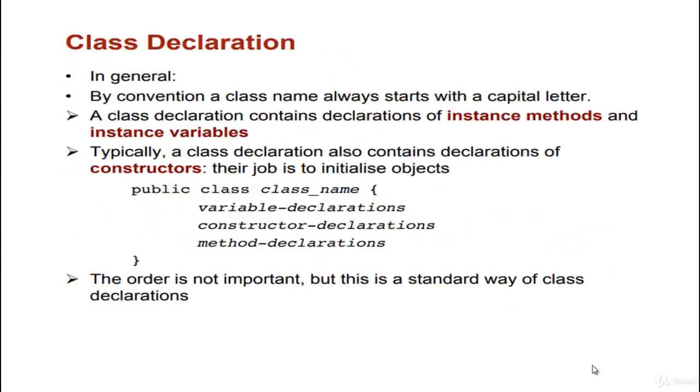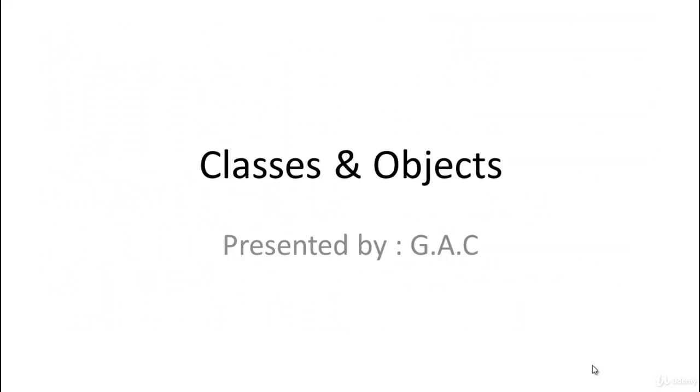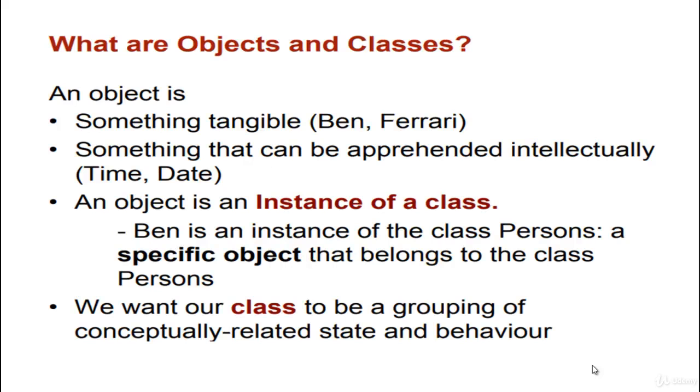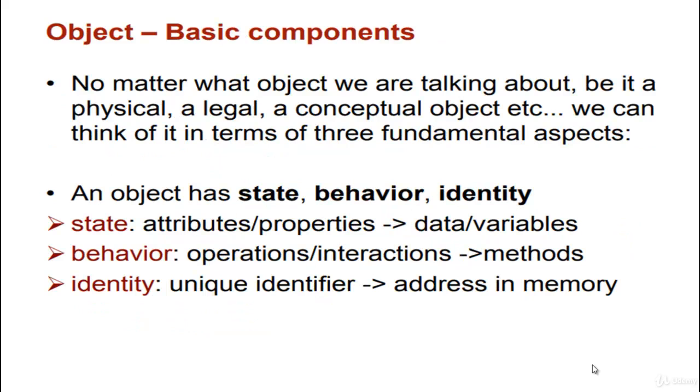That's the end of the session. So if we get a summary, in this session we studied about classes and objects. We studied about the object, and we learned that an object is an instance of a class. We found the three fundamental aspects of an object: state, behavior, and identity.